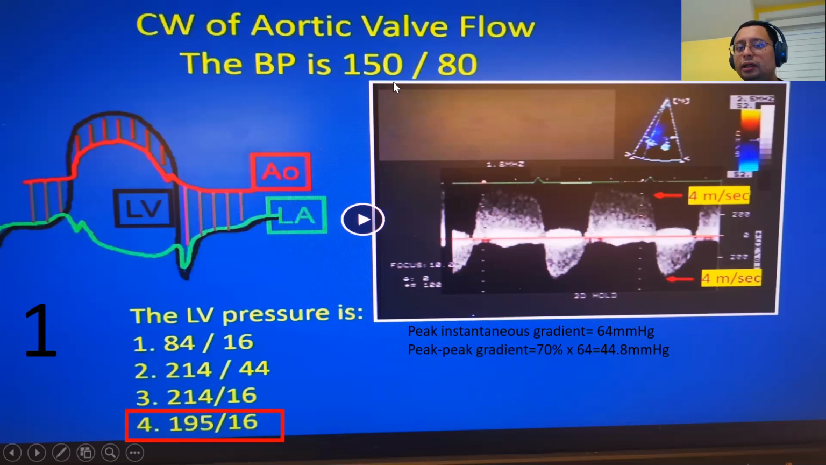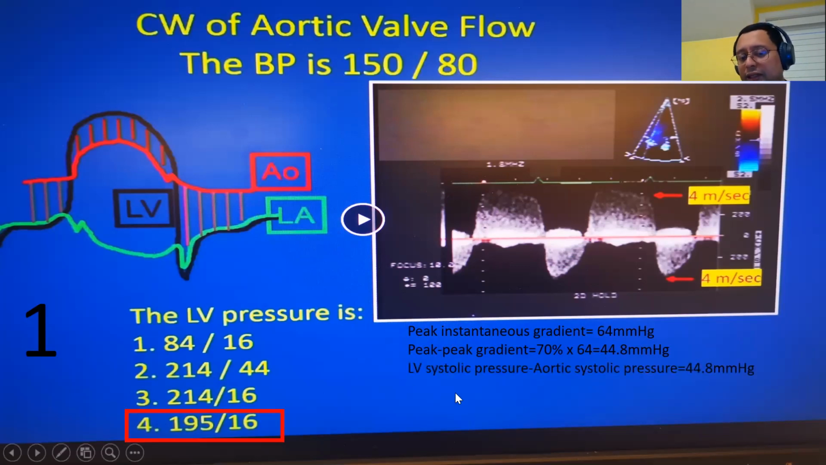Because the BP you measure with a cuff is in the aorta, what you want is not the peak instantaneous gradient but the peak-to-peak gradient, okay? That is the peak in the left ventricle and also the peak in the aorta. Normally, the peak-to-peak gradient is 70% of the peak instantaneous gradient. So the peak-to-peak gradient is 70% times 64, which is 44.8 millimeters of mercury.